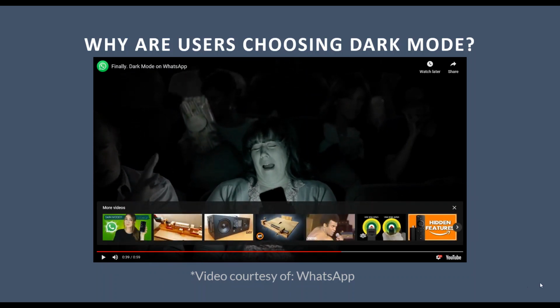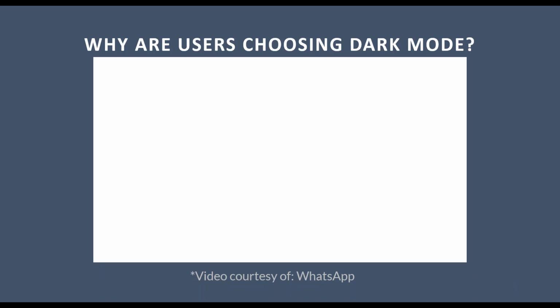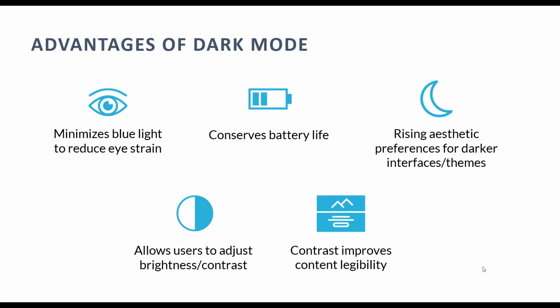So what are the advantages of actually using dark mode as a consumer? Well, as the consumer, you actually have less blue light, which will reduce eye strain. The darker styles use less processing power on your device, which ultimately conserves battery life. We're seeing more users actually requesting those darker themes. It gives the user more control on how they actually view the content with brightness and contrast levels. And the darker styles will actually improve content legibility in different lighting environments.